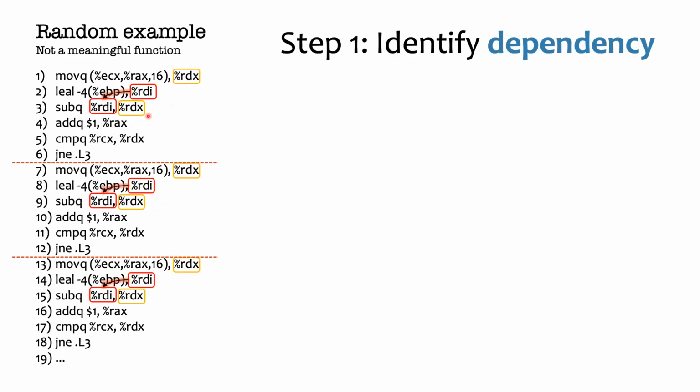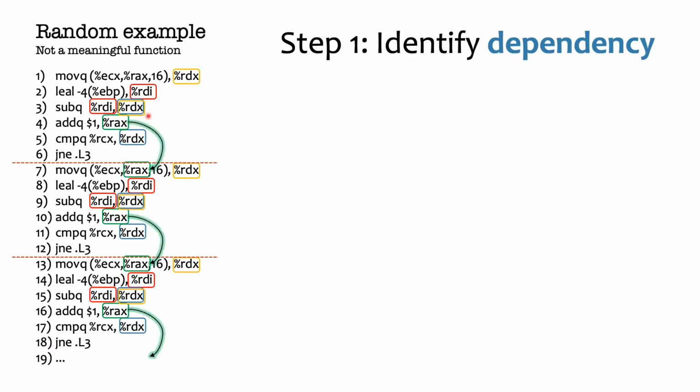5 depends on 3, yes. And 6 depends on 5, yes. 6 depends on 5 through the zero flag register. Whenever we do a comparison, it sets a particular register, and then the jump checks that register. But in addition to that, there's another one from 4 to 7.